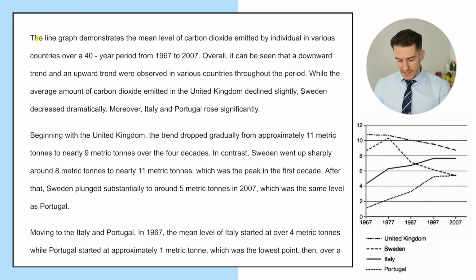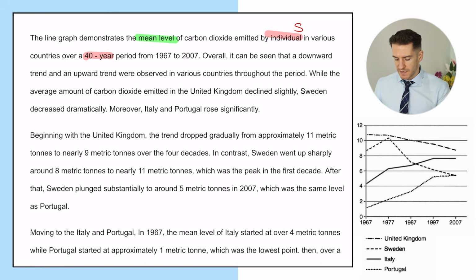So here we go. The line graph demonstrates the mean level. Nice piece of vocab there, mean level of carbon dioxide emitted by individual. There's an issue there. What is the issue with this word here? Individual. Well, it should have an S at the end there, individuals, in various countries over a 40-year period. Well, this should be connected. It should be 40-year. There's no need for a space there.